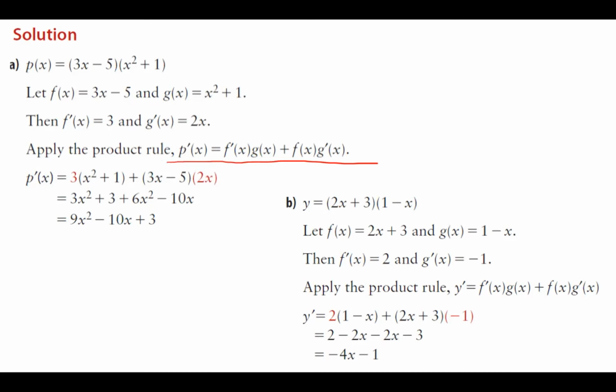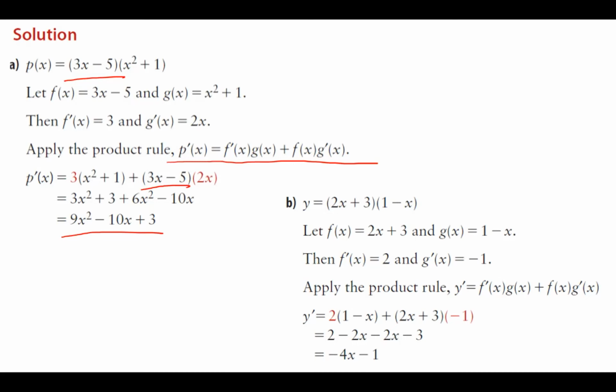Therefore, that equals, first, the derivative of f(x) is 3, right? Times g(x). g(x) is x squared plus 1. Plus f(x), which is just 3x minus 5, times the derivative of g(x), which is 2x. Therefore, you can expand and simplify, which will give us 9x squared minus 10x plus 3, right?